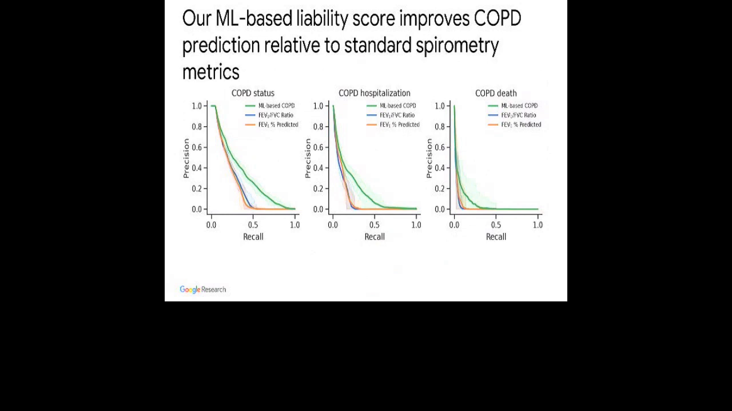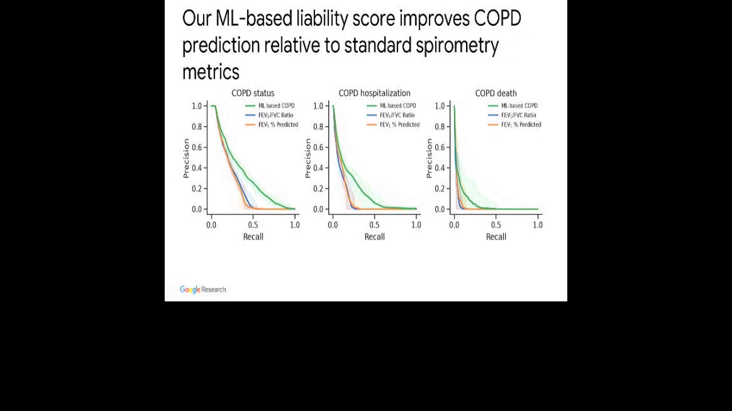I'm showing here the result of our ML-based model on different categories: COPD status, COPD death, and COPD hospitalization. In all of these categories, our model performed better. So it shows that it's a better risk score, but it doesn't mean that it's really the right risk score, because it may be capturing or confounded by some other factors. So we want to really make sure that this is a real COPD score.